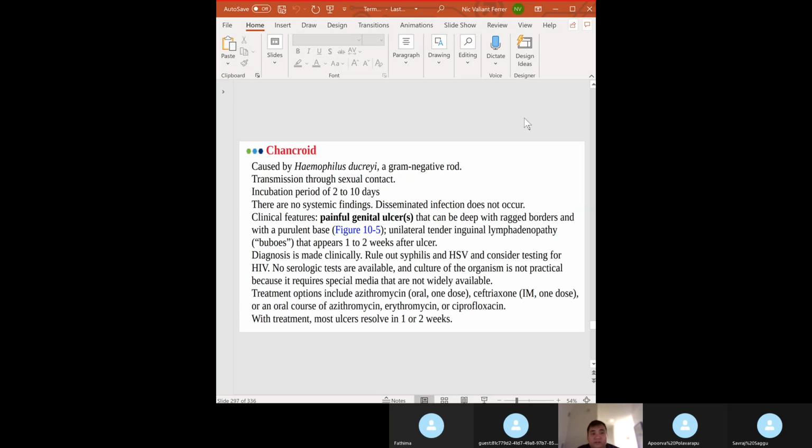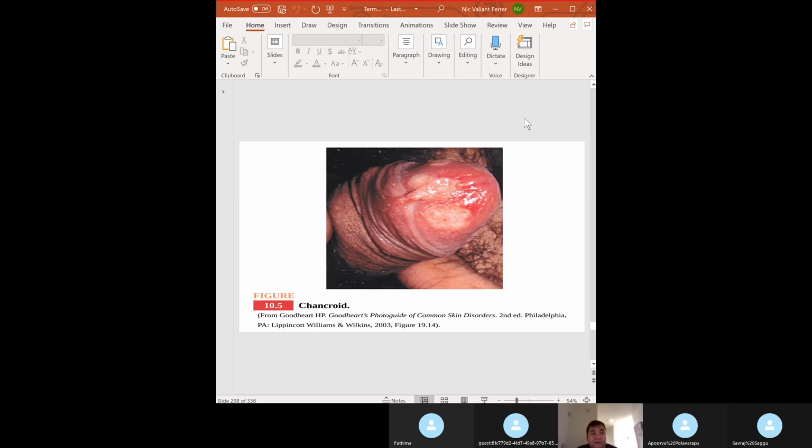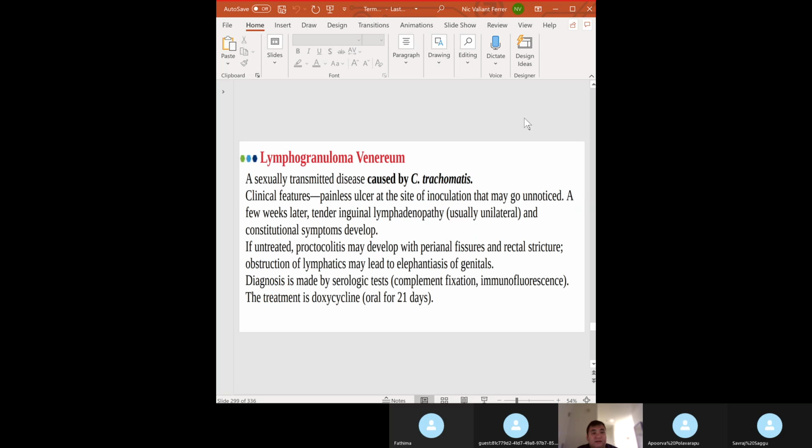Chancroid, Haemophilus ducreyi, painful genital ulcers. You can have buboes. What's the treatment? Macrolides. You can give azithromycin, erythromycin, or you can give ceftriaxone IM, 1 dose, or ciprofloxacin. An example of chancroid. Very painful. You do cry. Haemophilus ducreyi. This one is caused by Chlamydia trachomatis. Treatment is doxycycline.